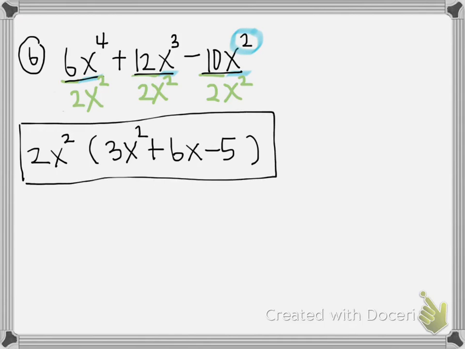And remember, it has to be the greatest thing that they have in common. If you would have just said 2, that is not the greatest common factor. The greatest common factor has to be that 2 with that x squared.